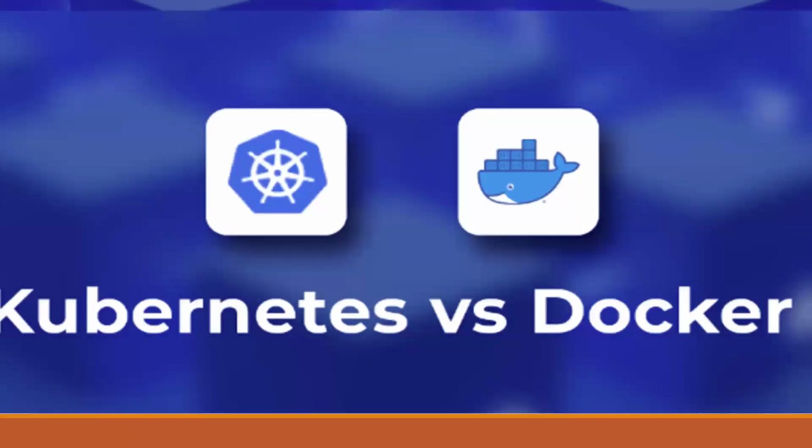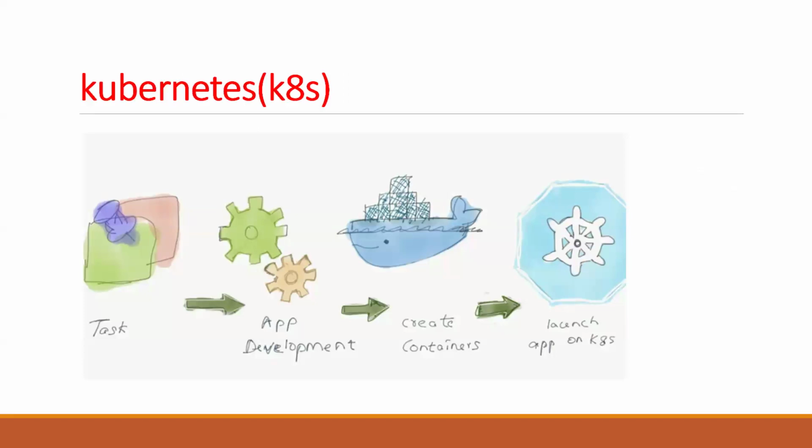Kubernetes is also called K8S. From K to S, in between, how many letters are there? 1, 2, 3, 4, 5, 6, 7, 8. So 8 letters are there. That is the reason for K8S. The short form of Kubernetes is K8S, with 8 letters in between K and S.